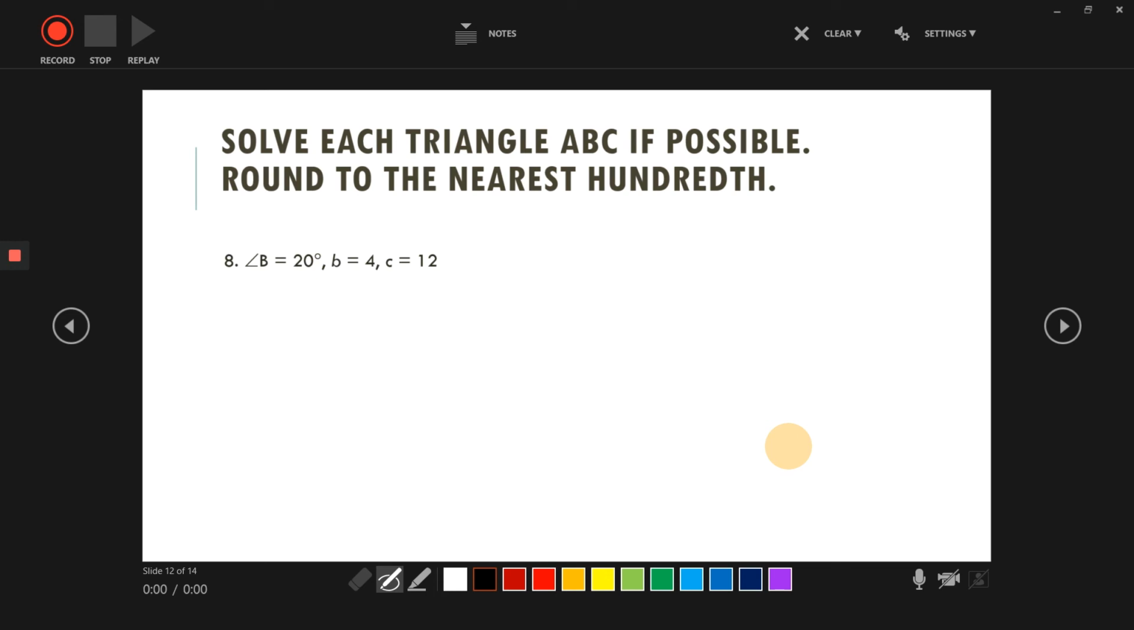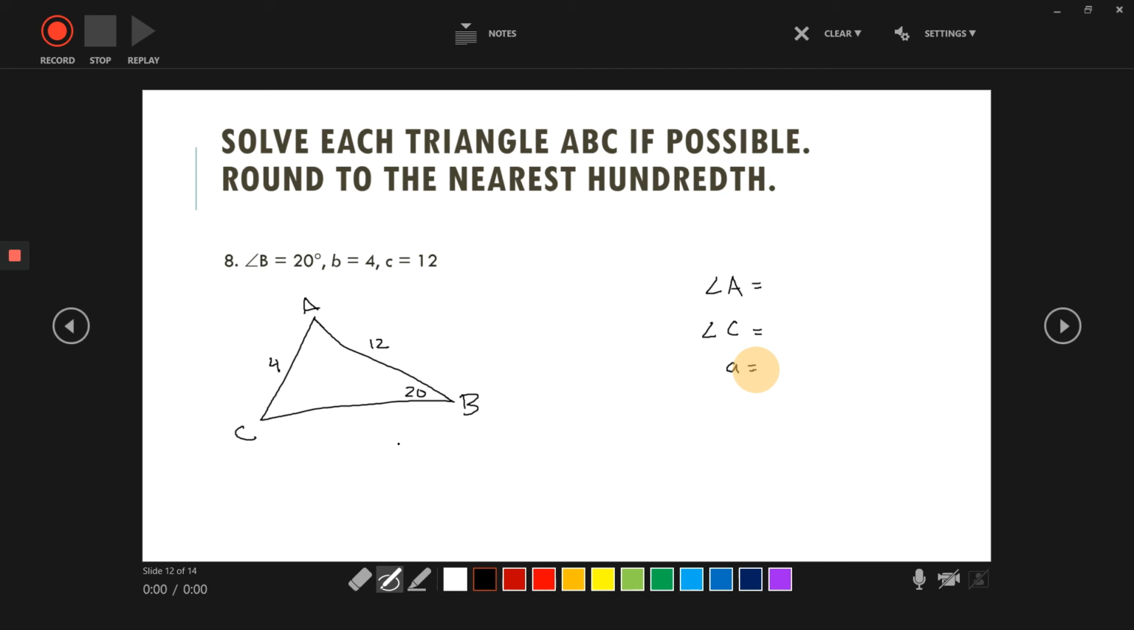All right, let's try this next one. Okay, so always draw your picture. So this time B is 20 degrees, little b is 4, little c is 12. So what are we missing? We're missing angle A, angle C, and side little a. Okay, always write yourself a note like this so you know what it is that you're trying to solve for.